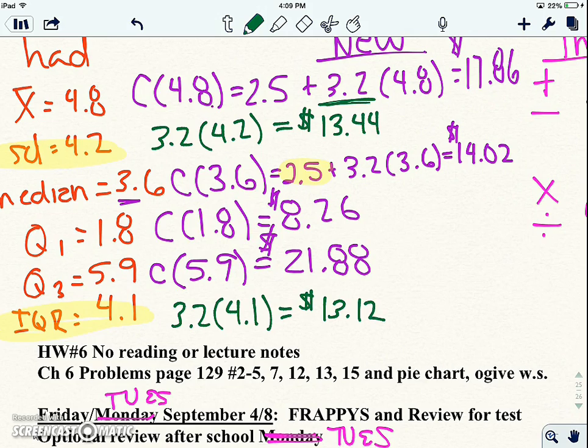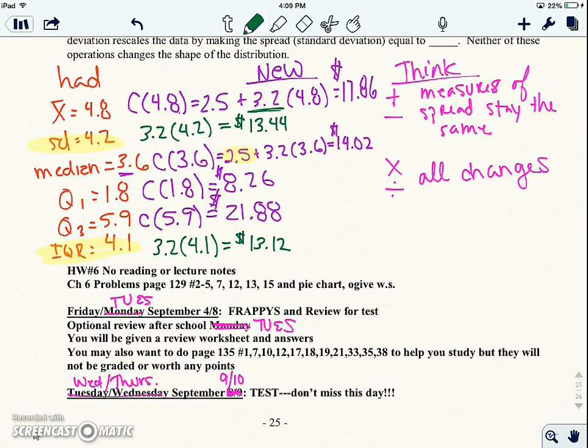So when you have to do any adding or subtracting, you can just use the full function. Everything that happened to it you can do to any data point. But if it's an actual measure of spread, you only want to do multiplication or division. That ends our notes. Make sure you have this done for tomorrow.